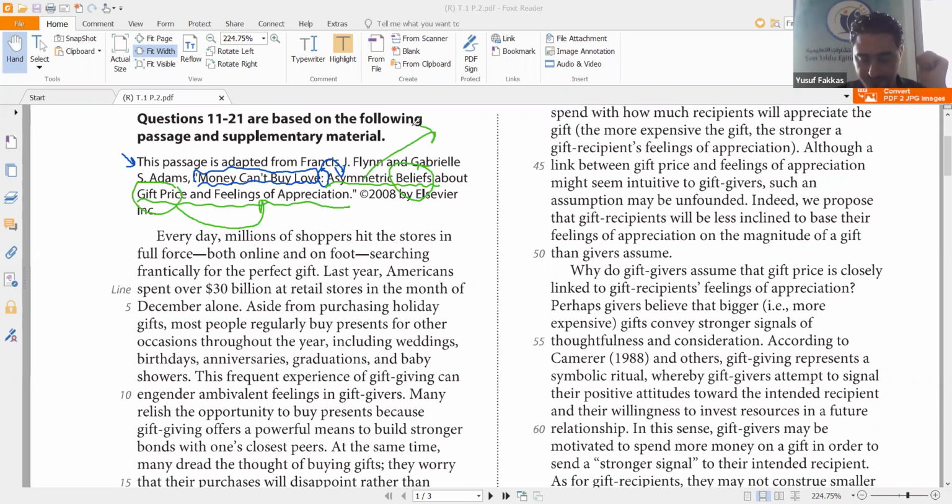But asymmetric, what does it mean? First of all, it's the opposite of what? Symmetric. Symmetric, good. What does symmetric mean? Equal, equivalent. Good. Equal, equivalent, similar. So asymmetric, what does it mean? Not similar. Different, right? Okay. So simply what they are telling us here is that we're going to discuss different beliefs, different theories, different opinions about the relationship between the gift price and the feelings of appreciation. And we're going to see that in the passage and how actually it affects the structure of the passage itself.